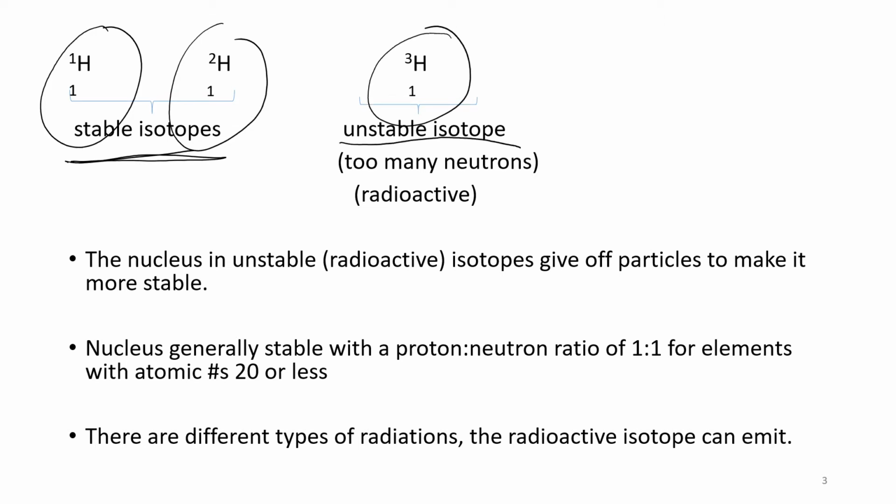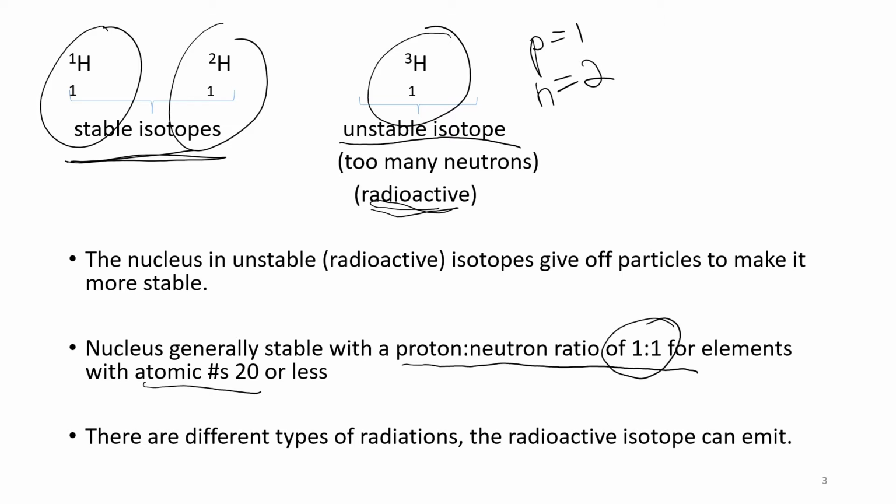It's an unstable isotope. The reason is there's too many neutrons for it to be stable, so this is actually radioactive. This is a radioactive isotope of hydrogen because we said here our protons, all of them are 1 for hydrogen, and then in this case, the neutrons here were 2. So in order to be stable, the proton to neutron ratio for elements, when their atomic number is 20 or less, this is sort of a general rule of thumb, it's a 1-to-1 ratio.